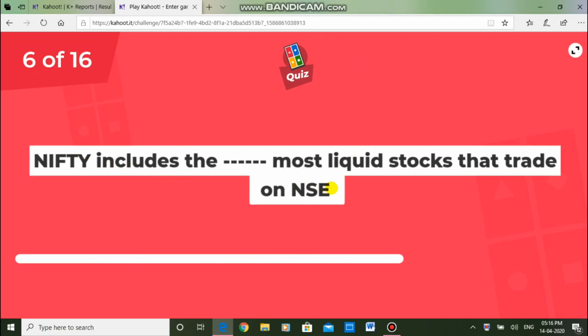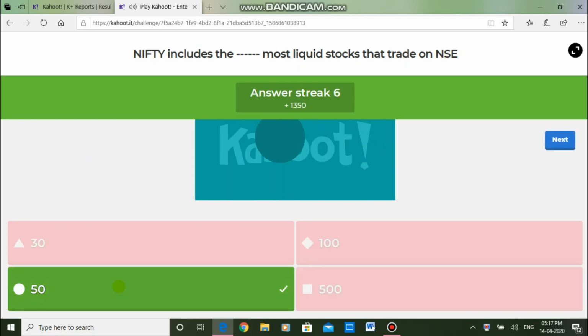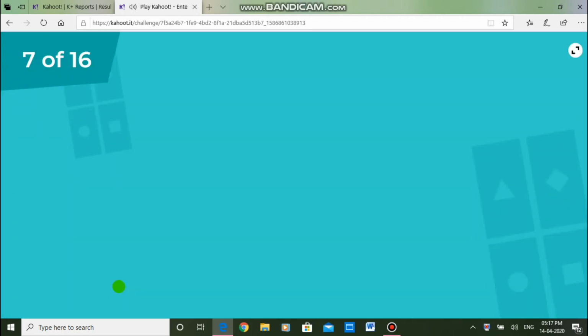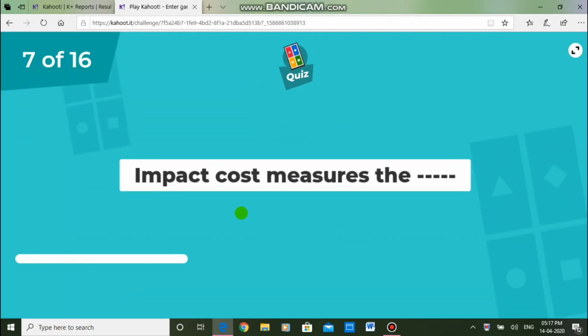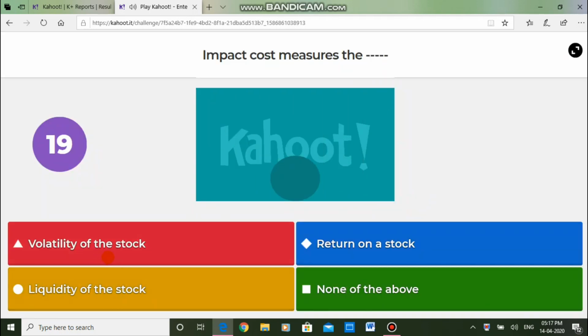Nifty includes dash most liquid stocks that are traded on NSE: 30, 50, 100, 500. Correct answer is 50. Impact cost measures the dash: volatility of the stock, liquidity of the stock, return on a stock, none of the above. Correct answer is liquidity of the stock.